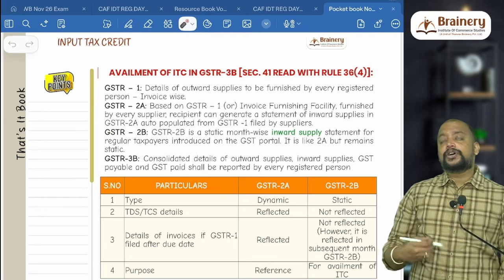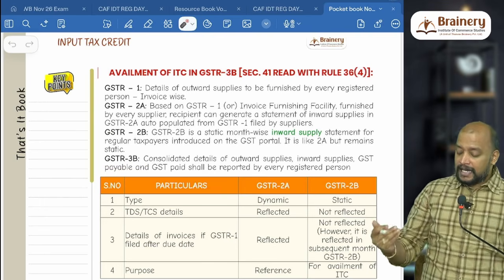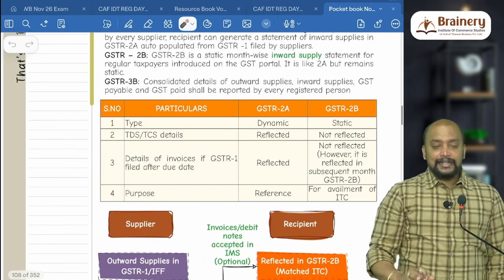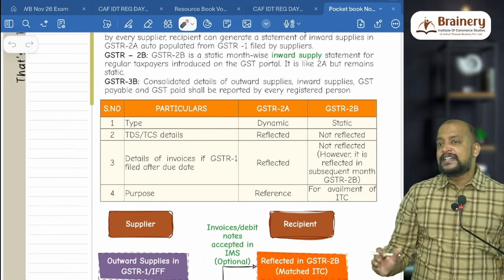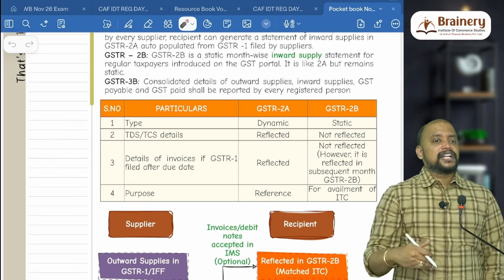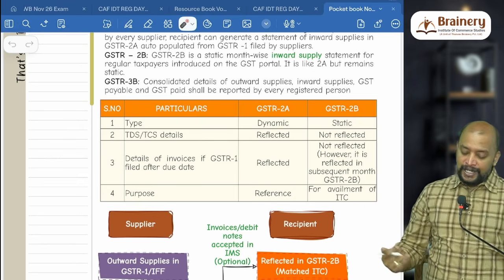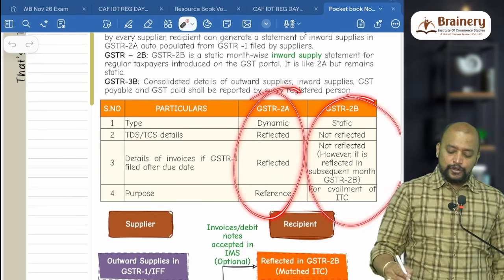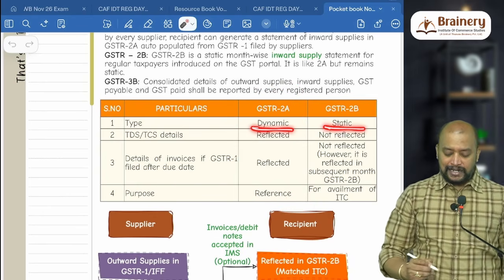3B is a consolidated return that contains the details of outward supplies and inward supplies, and this 3B is the return where we need to pay the tax, but at the time of filing GSTR 1 the tax payment shall not arise. ITC details also will be reflected in 3B only. So the difference between 2A and 2B is that 2A is dynamic whereas 2B is static.